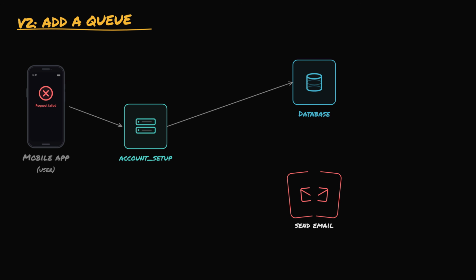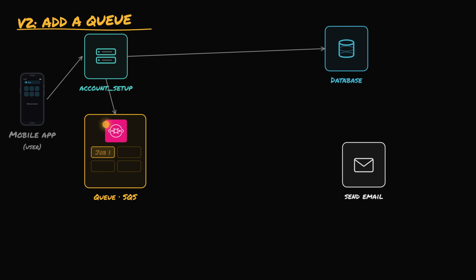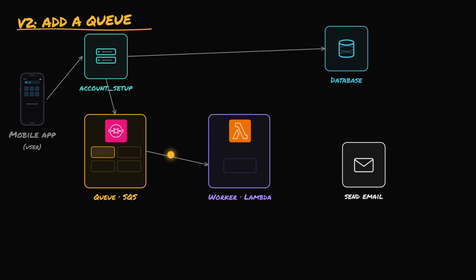Version 2, add a queue. The account service in the backend doesn't wait for the email to be sent. It saves details in the database and immediately confirms to the user that the account is created. And then the account service writes the job to a queue. A queue is like a waiting line for tasks, managed by a tool like SQS. A separate group of workers then picks up jobs from the queue and sends out the emails. Now the user gets a response in milliseconds because we are not dependent on the email service anymore.